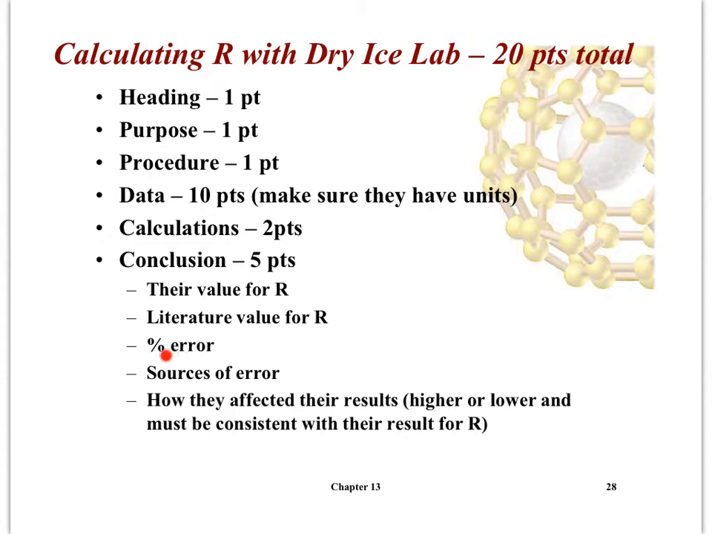They should state their percent error, it's worth another point. And then a source of error and how the error affected the results, whether it was higher or lower, and how it affected their R. And it should be consistent, so if their value is higher than 62.4, they need to select a source of error that would make it higher, and so on. So on the next slide are my different sources of error that I came up with.